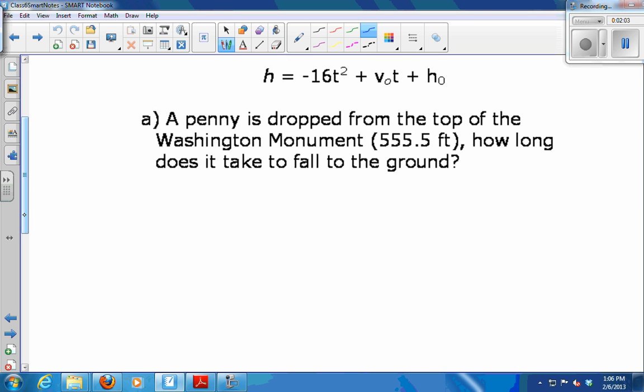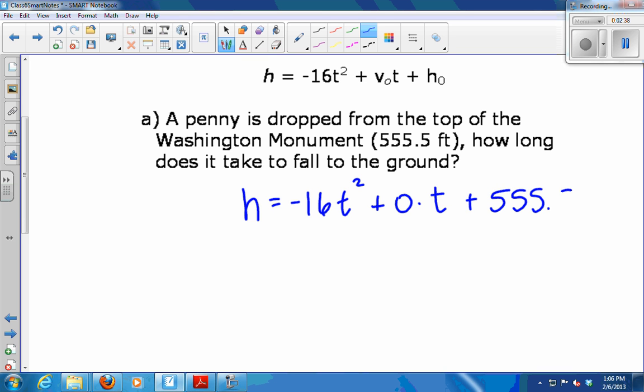All right, so we're dropping a penny from the top of the Washington Monument, 555.5 feet, and we're just dropping it, not throwing it. How long does it take to fall to the ground? So we're going to write down our equation. I'm going to fill in the things I know. So h equals negative 16t squared. v0 in this case, because I'm just dropping the penny, is 0. So this would be plus 0 times t plus h0, which is the initial height I'm dropping it from, which is 555.5.